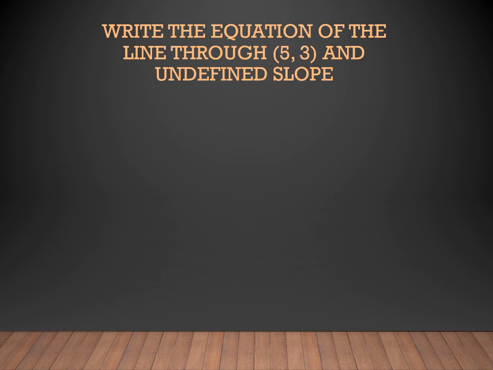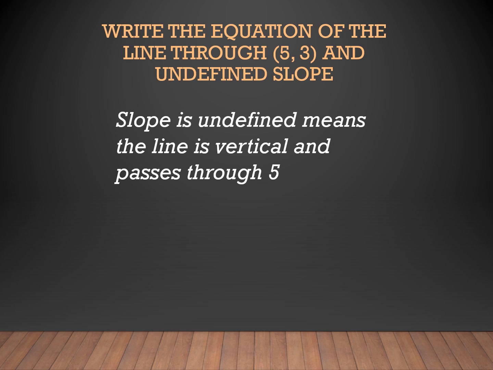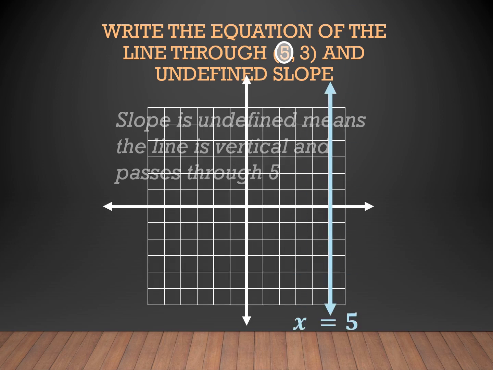If I want to write the equation of the line that passes through (5, 3) with undefined slope, undefined slope means the line is vertical and passes through 5. So keep in mind the line is vertical and passes through 5. So that's the equation and the graph of the line that passes through (5, 3) with undefined slope.